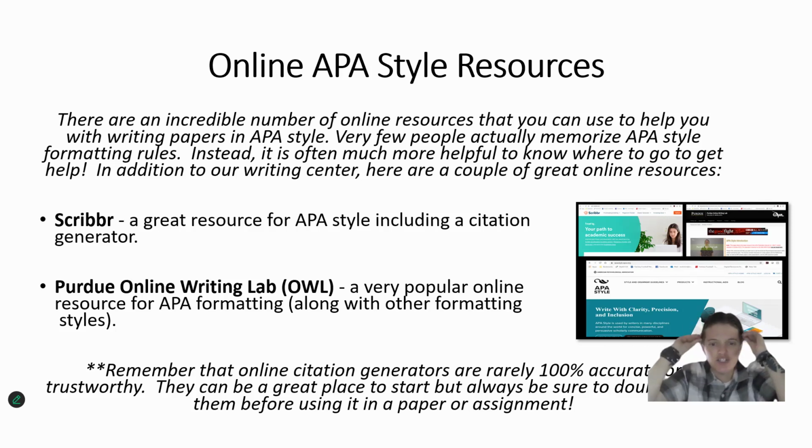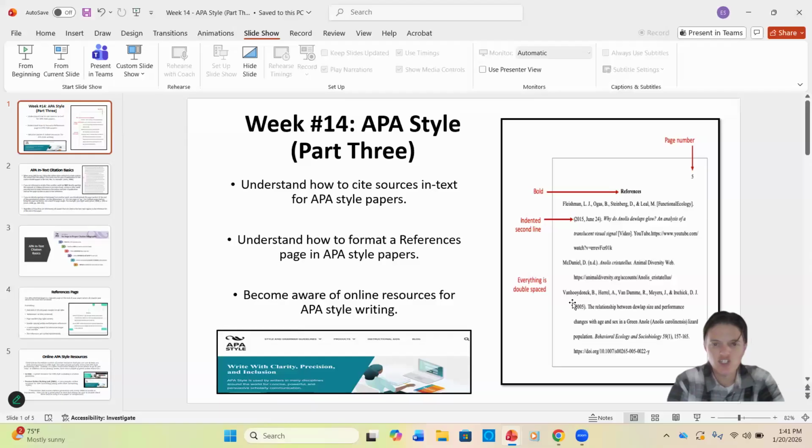Remember that online citation generators are rarely 100% accurate or trustworthy. They can be a great place to start, but always be sure to double check them before using them in a paper or an assignment. So it's not a bad idea to put the source in there and have it generate the citation for you, but make sure you give it a quick double check before you just plug it into a paper and assume that it's correct.